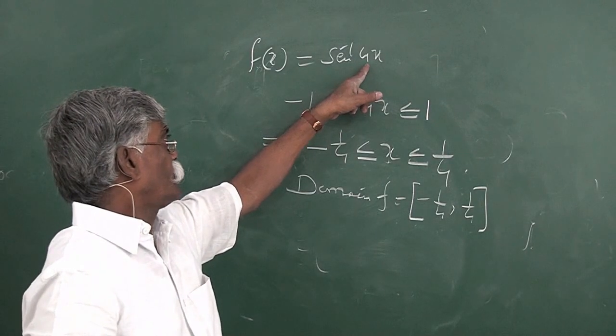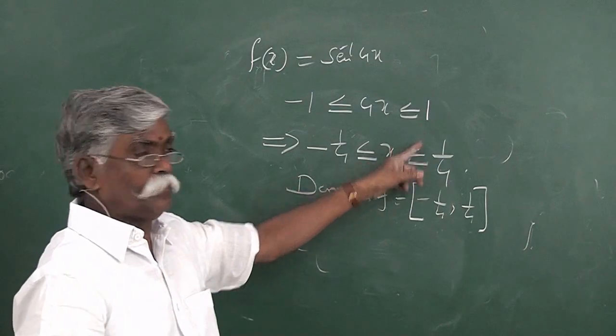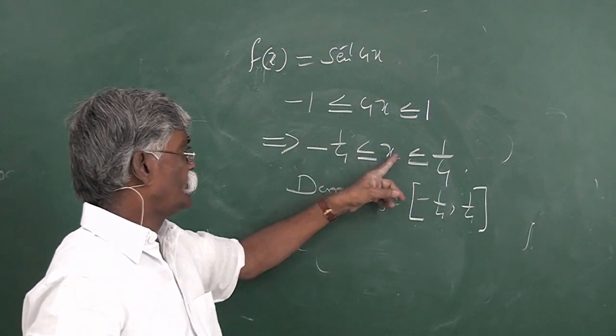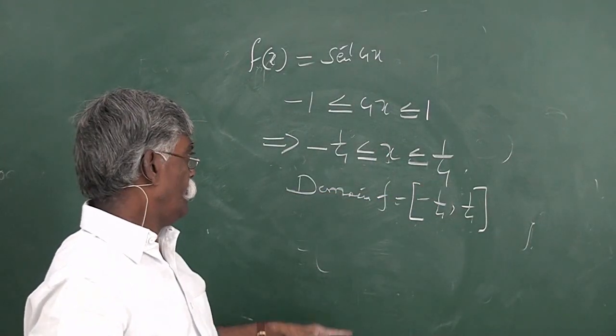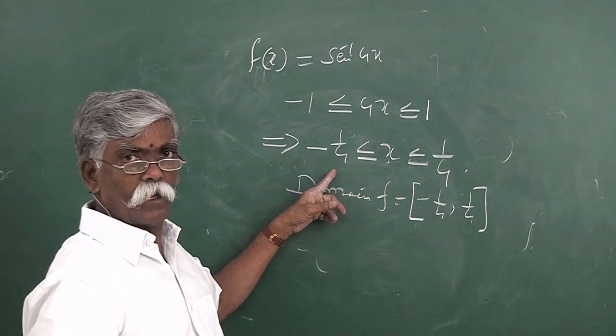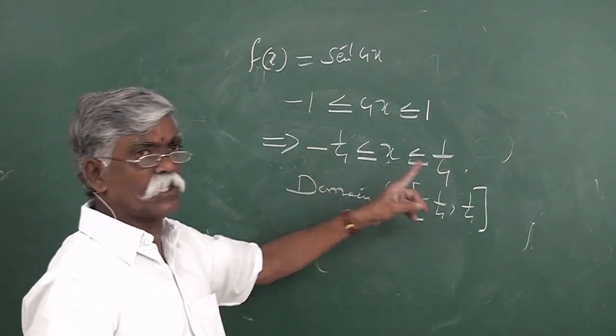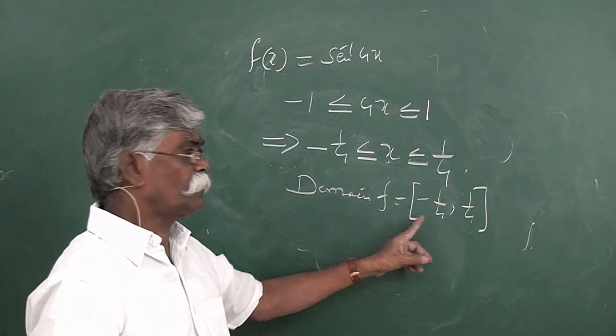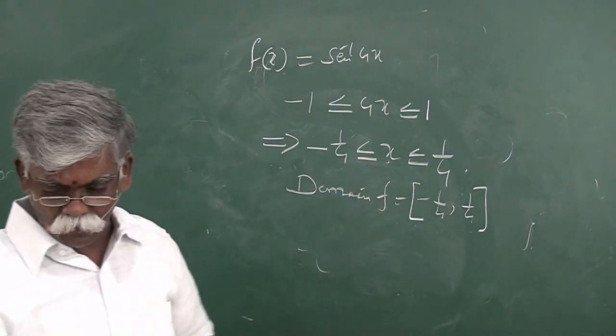So, 4x lies between minus 1 and 1. If we divide by 4, minus 1 by 4 less than or equal to x less than or equal to 1 by 4. Therefore, the values of x lie between minus 1 by 4 and 1 by 4. Therefore, the domain of f is minus 1 by 4, 1 by 4.